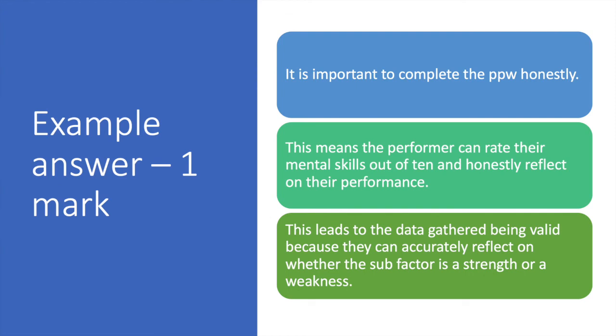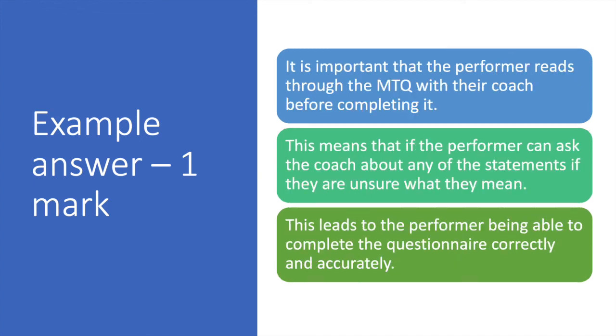It is important to complete the PPW honestly. This means that the performer can rate their mental skills out of 10 and honestly reflect upon their performance. This leads to the data gathered being valid because they can accurately reflect on whether the sub-factor is a strength or a weakness. So remember, because this is an analyse question, we're going to give an example, we're going to identify something, we're then going to give the implication, so what does this mean for you as a performer, and we're then going to look at what is the impact this has on the data being gathered.